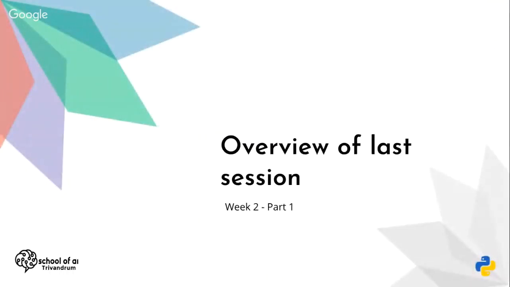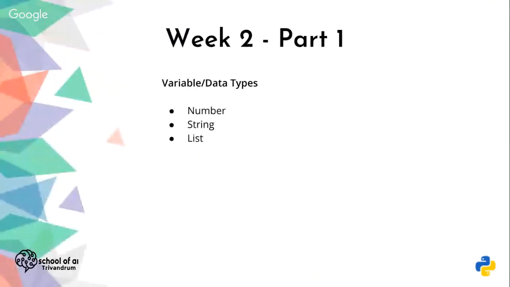Before we jump into today's content, let us have an overview of what we have learned during the last session. We started off by looking at numbers. There are two types of number, that is integers and floating points. Floating point numbers are numbers with decimal point. We have also looked at how to manipulate with numbers.